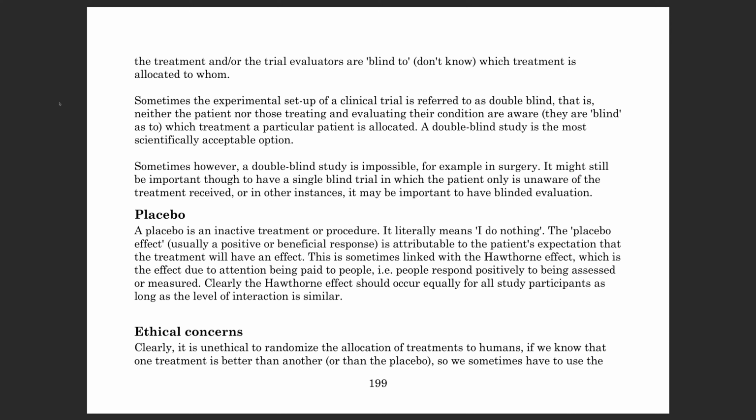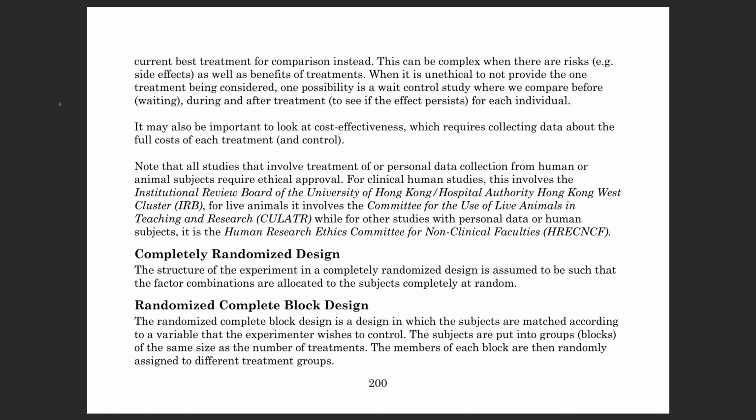Now, we need to be aware of ethical concerns because clearly it may be unethical to randomize the treatment allocation of treatments to humans. Why? Well, if, for example, we know already that one treatment is much better than another, or we already know that one treatment is much better than the placebo, then clearly there would be an ethical problem to give somebody a treatment that we know is inferior. So sometimes we have to use the current best treatment for comparison instead.